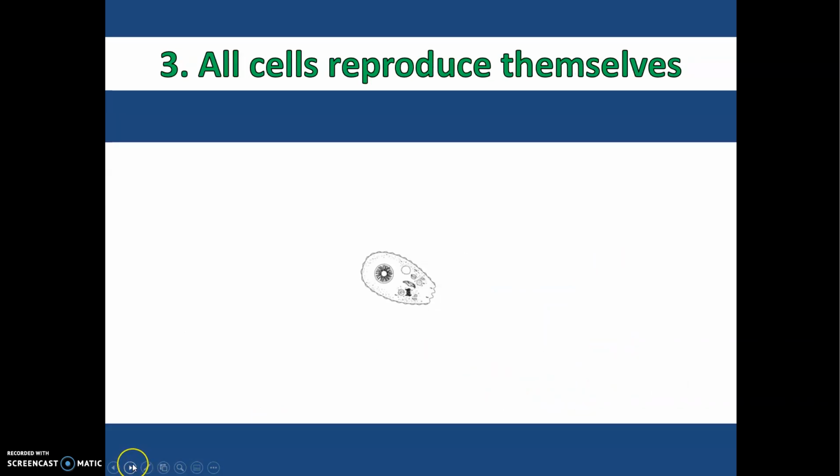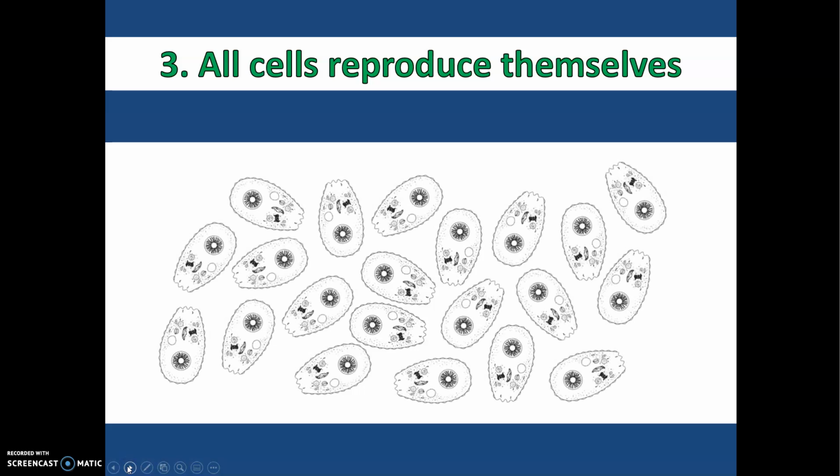All cells must also be able to reproduce by themselves. Here we have a cell that is making copies of itself. And remember, when we say reproduce, we mean making a copy of itself. We do not mean reproduce as in male-female reproduction.